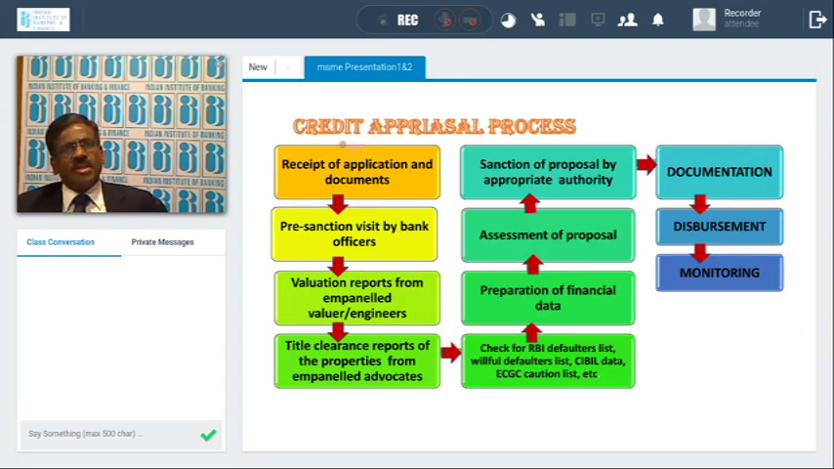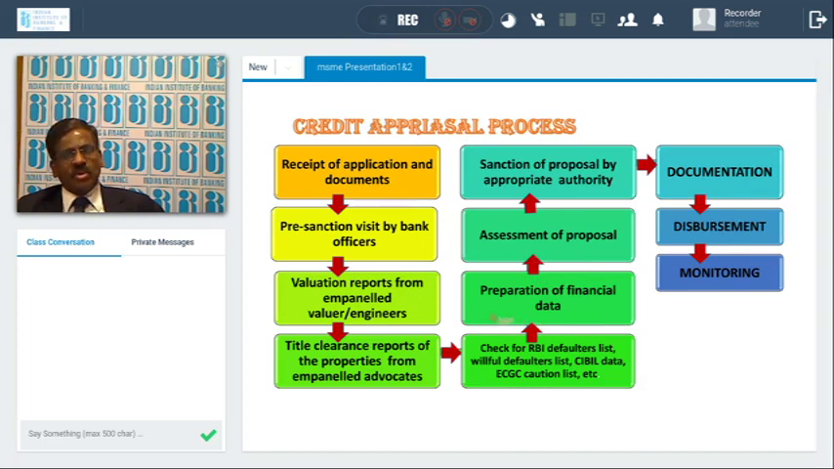In the credit appraisal, we'll see the receipt of the applications. Then we'll make a pre-sanction visit by the bank officers to their factory, their employment place, their offices, etc. And we'll get the valuation of the machinery. We'll get the valuation of the properties, if any collateral securities are available. We'll take a proper valuation. We'll take a legal clearance, and we'll check all the lists, maybe the RBI defaulters list, ECGC defaulters list, or caution list. We'll have the CIBIL data, etc.